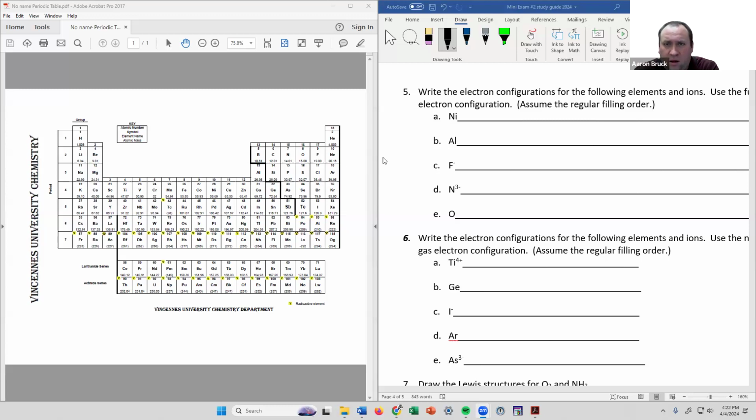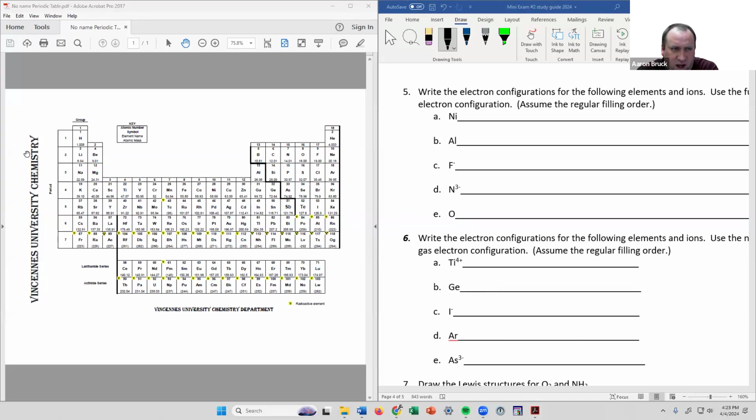And in the case of number 5, all of these that were being asked for, we're asking for the full electron configuration. So that means that we're always starting with 1s, and we're always going until we get to the very end. And notice that there are ions mixed in here with elements.